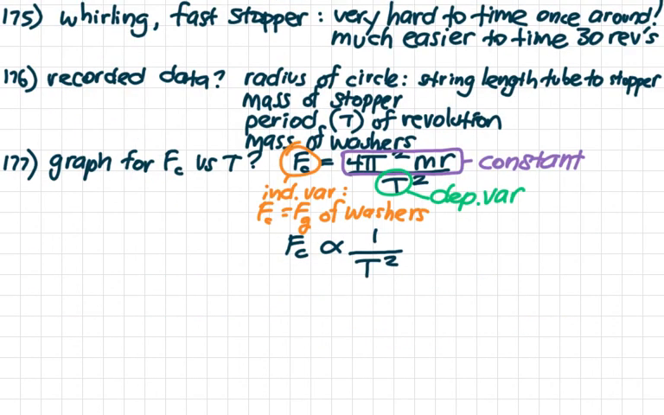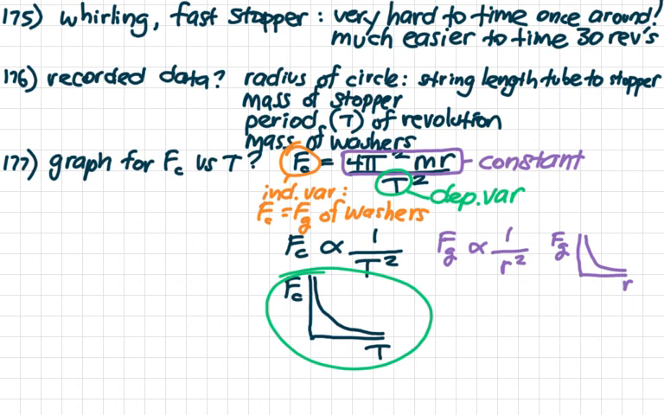So in the end, we have that the centripetal force is proportional to 1 over period squared. We've actually seen this graph before. We know that gravitational force from G m1 m2 over r squared, gravitational force is proportional to 1 over r squared. And we know what that graph looks like. It follows that hyperbolic curve. And so the centripetal force versus the period in this case would follow the same curve. And there's our graph shape.